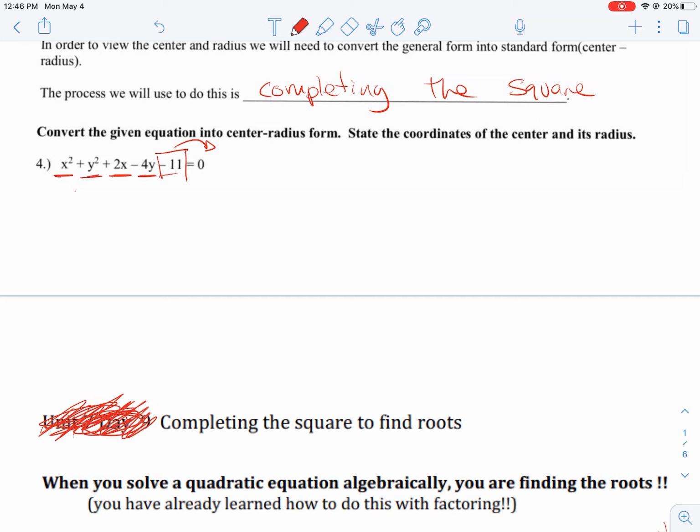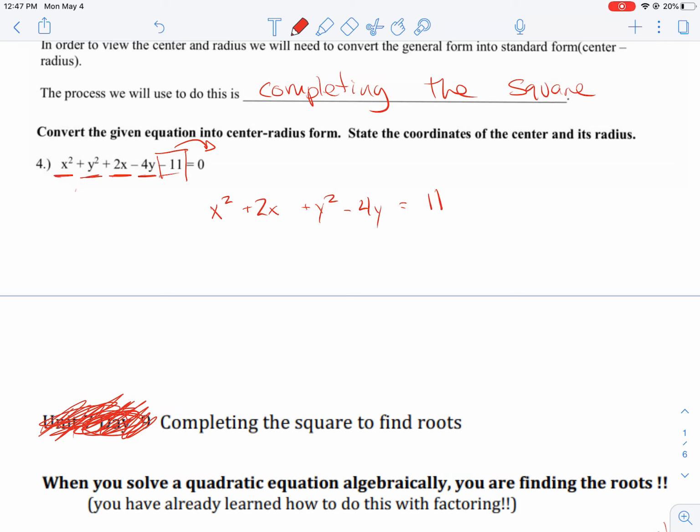All right, so I'm going to rearrange it. So I'm going to go x squared plus 2x plus y squared minus 4y is equal to a positive 11. Okay? So that's our first step. We got all of our constants on one side.